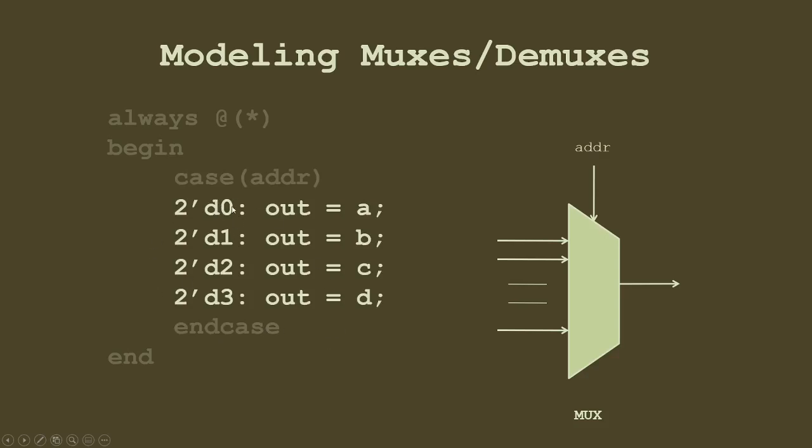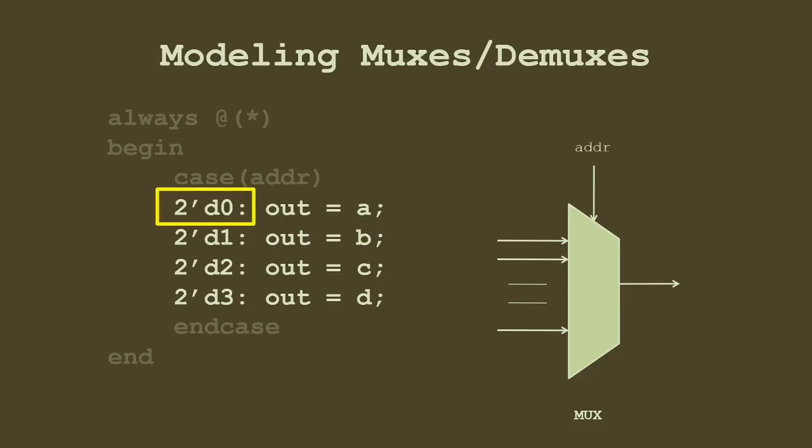Ignore this 2'd at the moment. What we're doing is that we have 0, 1, 2, and 3. We are saying that out will be connected to A if select line is 0. Out will be connected to B. Assume that this is A, B, C, and D. So this is the syntax that if the select line is 0, we connect out with A. If it's 1, we connect to B and C and D, and so on.